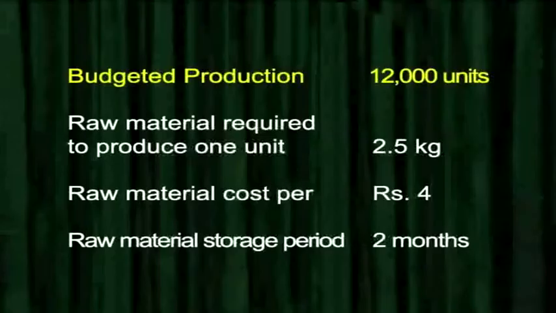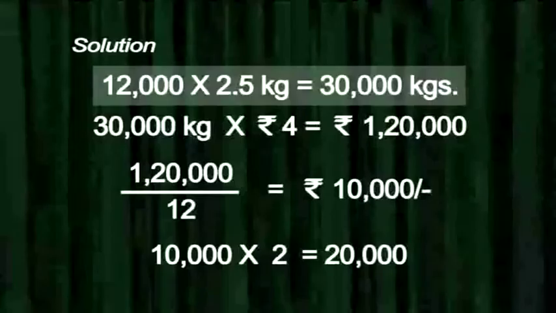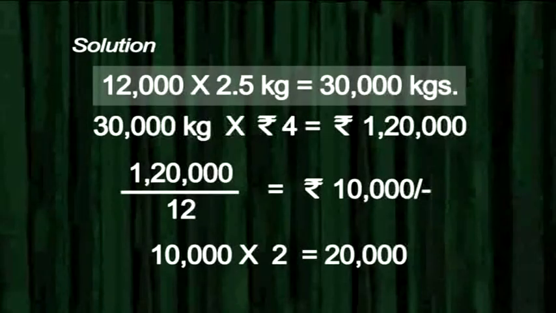Now there is a little variation in this example. What is given is budgeted production to be 12,000 units, while raw material required for 1 unit is 2.5 kg. Raw material cost per kg is rupees 4 and raw material storage period is the same, 2 months. So first of all we have to find out the consumption in kgs. Here 12,000 into 2.5 will give us the figure of 30,000 kgs.